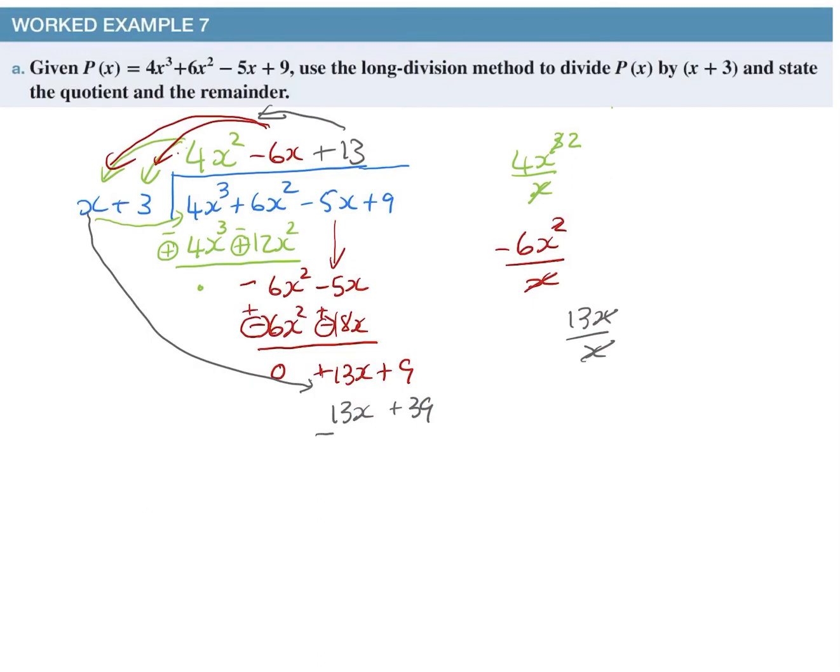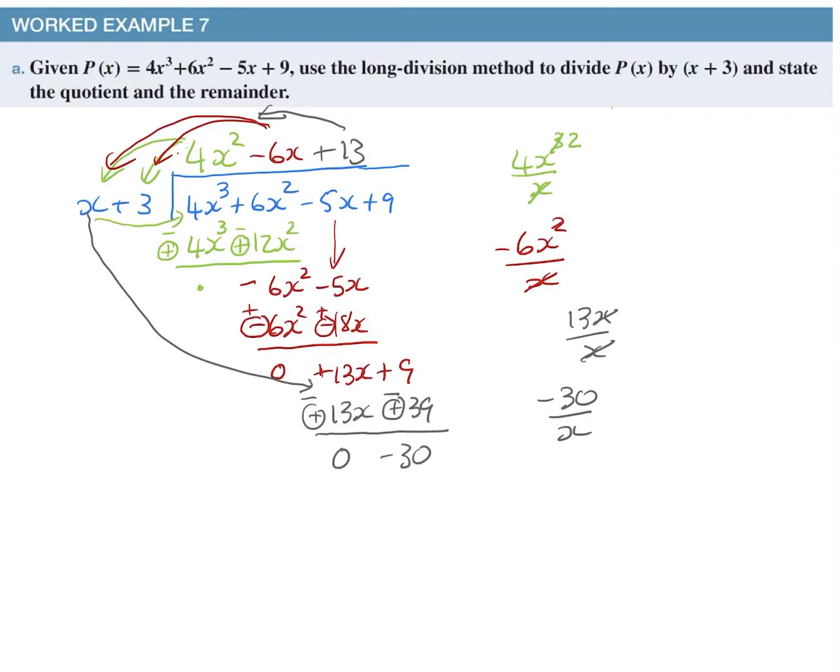I'm now going to subtract. Once I subtract, this positive becomes a negative. 13x take away 13x will give us 0. 9 take away 39 will give us negative 30. Now x cannot divide into 30. So if I have negative 30 and I divide by x, nothing can cancel. That's where I stop.